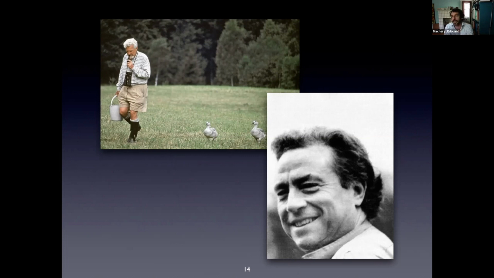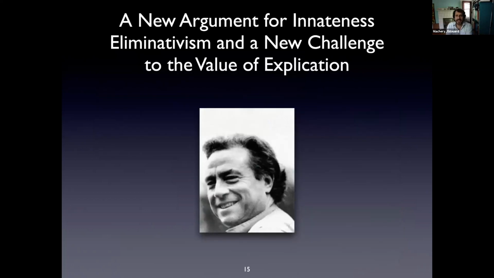Right? It's fair to say that despite his attacks, Lehrman wasn't very successful. And that he, in a sense, lost the war, and that the concept of innateness has remained very influential in psychology, neuroscience, and in other disciplines. But what I want to do today is provide you with a new argument for innateness eliminativism, for Lehrman's conclusions. The argument is not going to be Lehrman's argument, but the conclusion is going to be very similar to his. And on that basis, to articulate a new challenge to the value of explication.